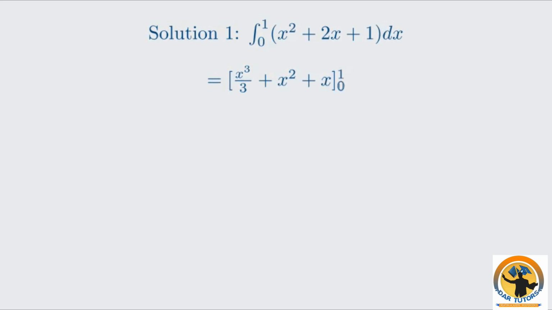Welcome back. Let's go through the solutions. For question 1, we find the antiderivative of x squared plus 2x plus 1, which is x cubed over 3 plus x squared plus x. Evaluating from 0 to 1, we get 1/3 plus 1, which is 7 over 3.